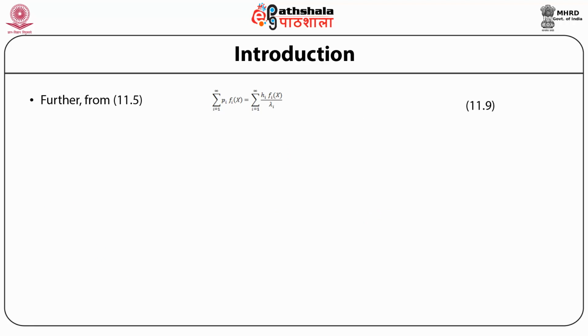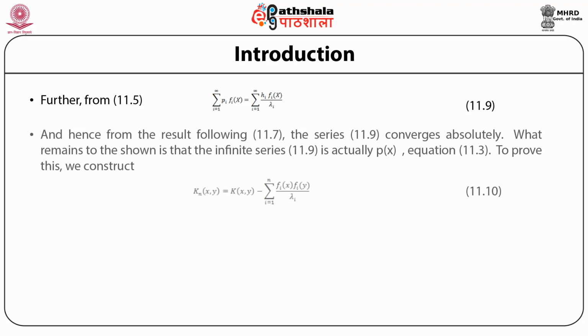Further, from equation 11.5, we have sigma over i from 1 to infinity of p_i φ_i(x) is equal to sigma over i from 1 to infinity of h_i φ_i(x) by λ_i. And hence, from the result following equation 11.7, the above series converges absolutely. What remains to be shown is that the infinite series 11.9 is actually p(x), equation 11.3.